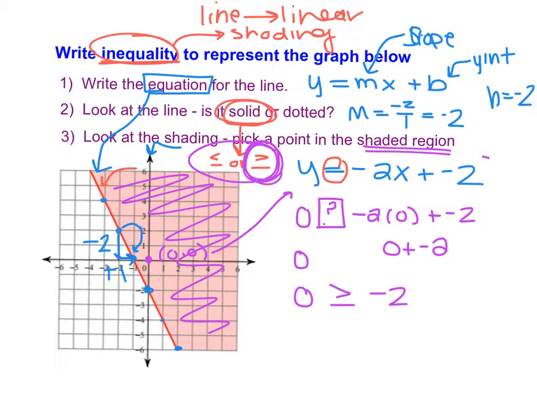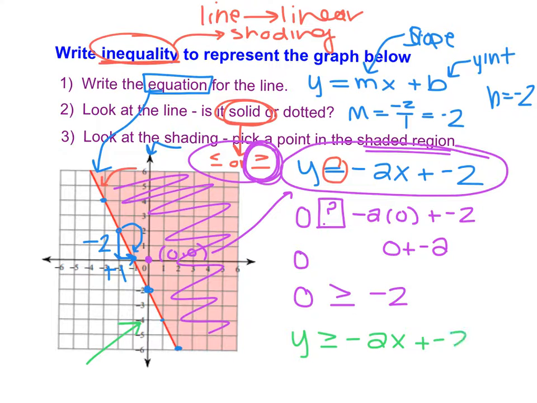The last thing I'm going to do is rewrite this equals sign, and rewrite my equation as the linear inequality that represents the graph I see here. So here I have y is greater than or equal to negative 2x plus a negative 2.